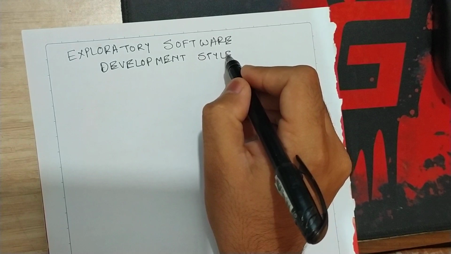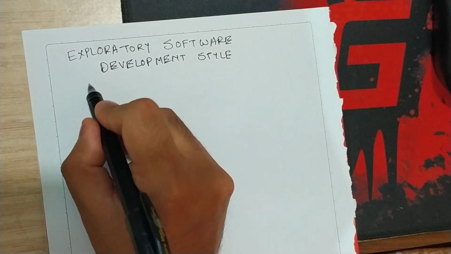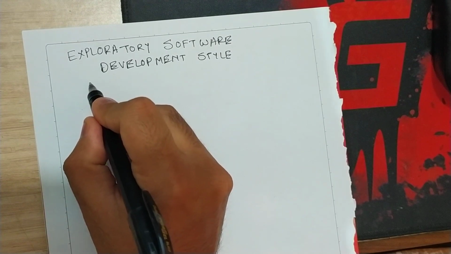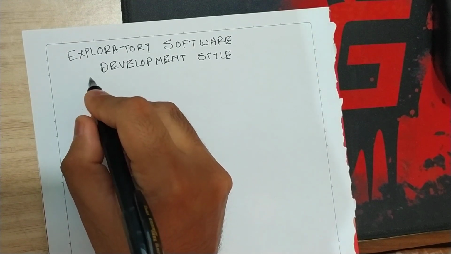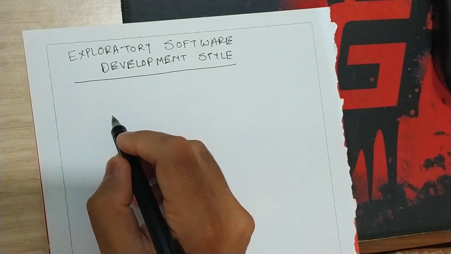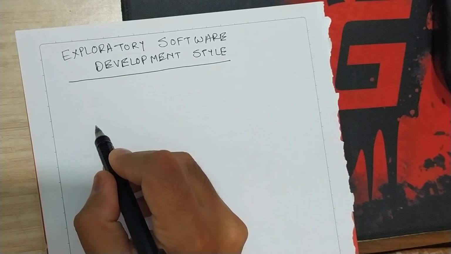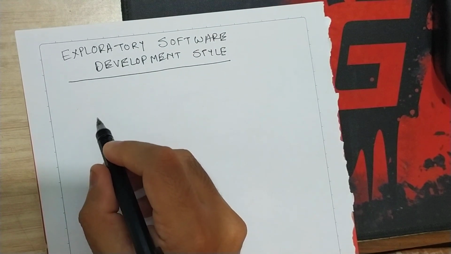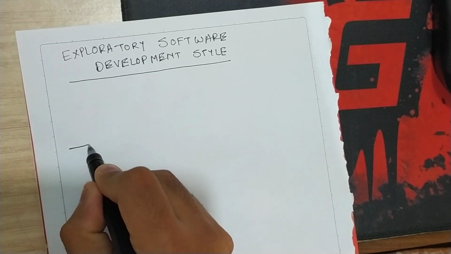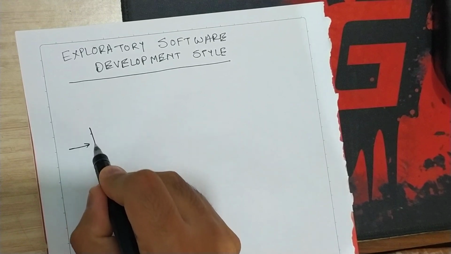So exploratory software development style is the style of development. Generally this style is used by students and junior programmers. In this style, what actually happens is we don't use any method or engineering approach to develop the software. What we do is simply use our intuition to write the code.